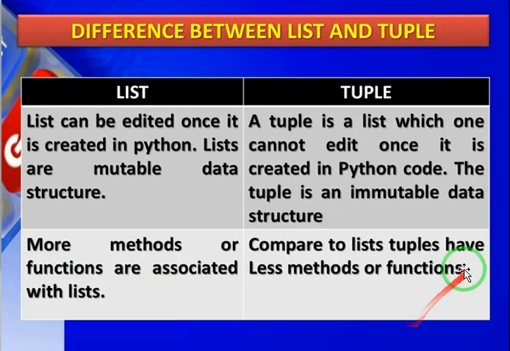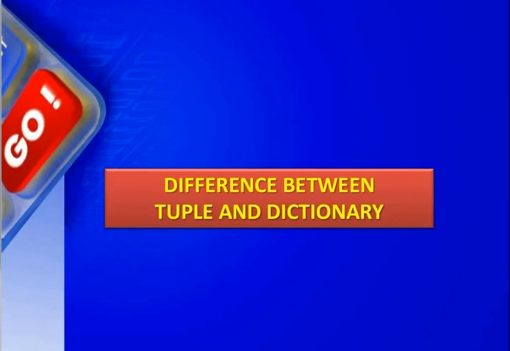This is what I just talked about. Lists can be edited and are mutable data types, while tuples cannot be edited and are immutable data types. Now, there are a lot of methods or functions associated with lists, but there are fewer methods associated with tuples.